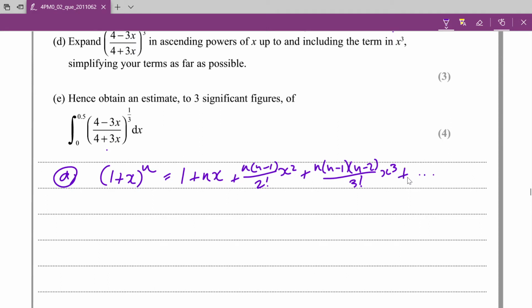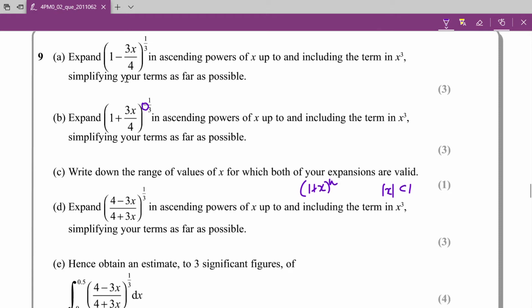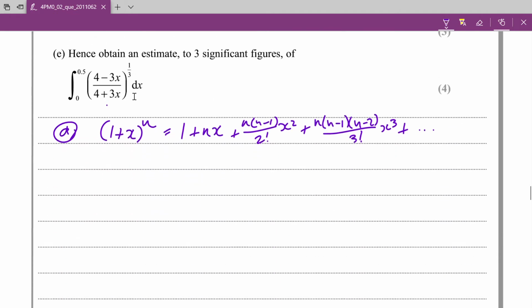I'm not sure if the mark scheme generally requires you to have this, but I recommend you would, because it demonstrates your understanding that this is an infinite series and you're only calculating it up to a certain degree of accuracy, which is this x cubed term here. So anyway, when we look back at this expression here, clearly this is not a 1 plus x, this is a 1 minus 3x over 4. So what we do here is we substitute x to be minus 3x over 4. So clearly, if we substitute x to minus 3x over 4 on this side, the expansion must be where x has been substituted to minus 3x over 4 on this side.